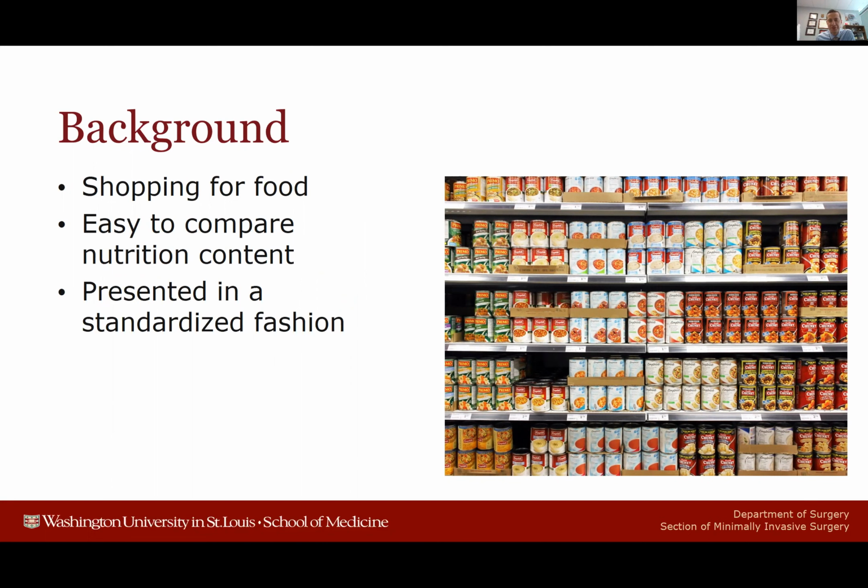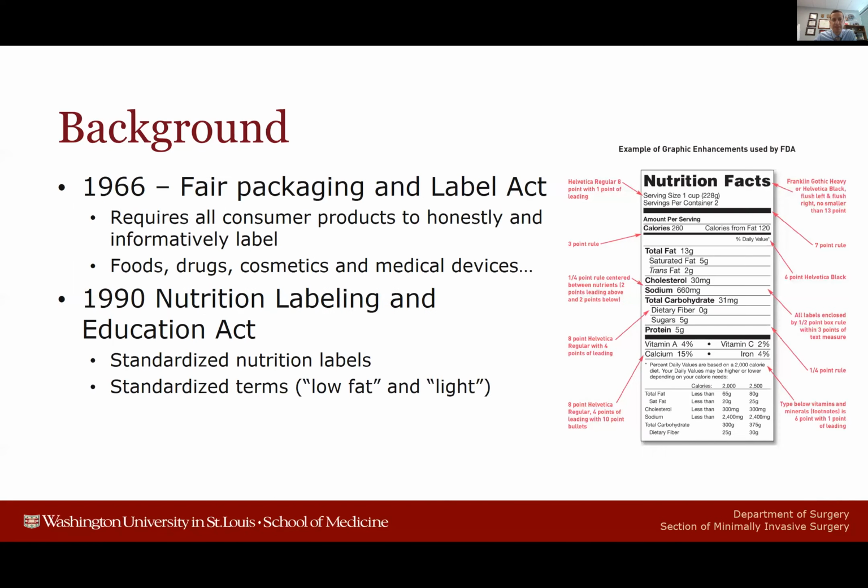It's very easy if you go to the soup aisle to compare a couple different cans of soup. You can take a look at the label, and all the information is presented in an easy to compare, standardized fashion from one product to the next. And this was a complicated process to get to this level.